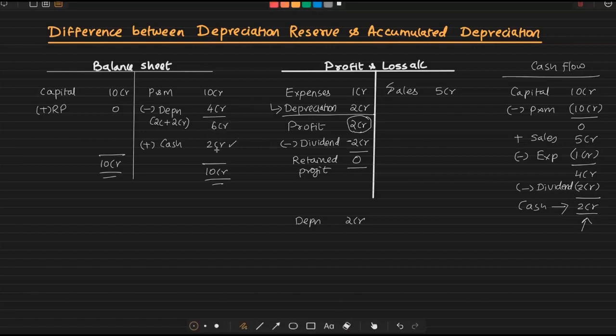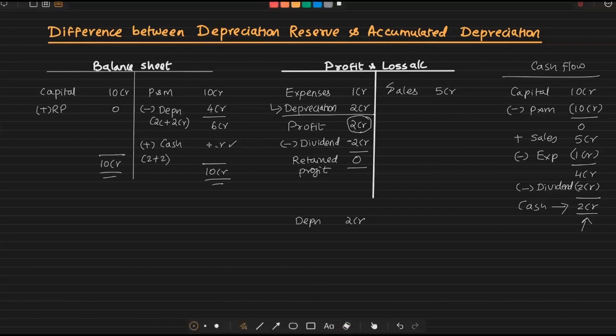But in the next year also there will be another 2 crore cash made available. So what will happen to the cash balance? Cash balance already 2, we are making another 2. So cash balance will become 4 crore.